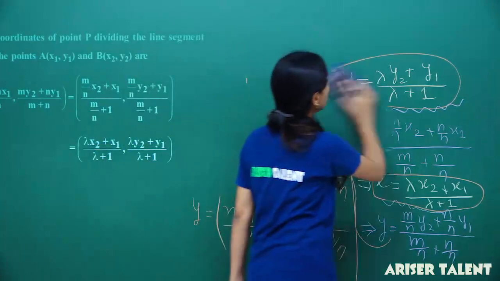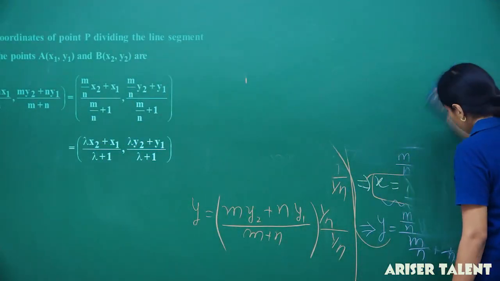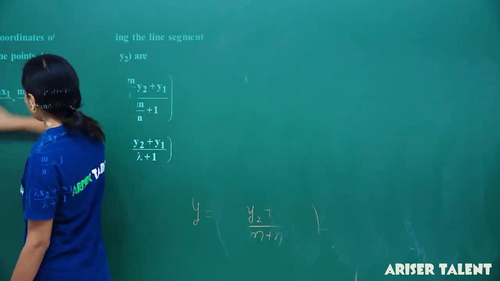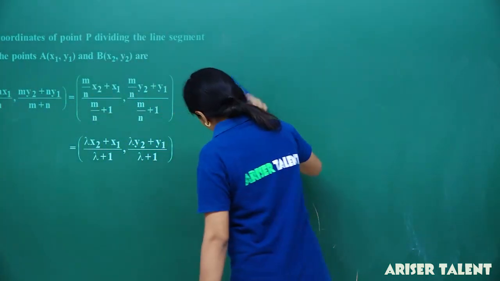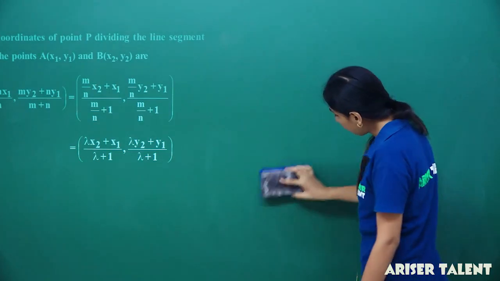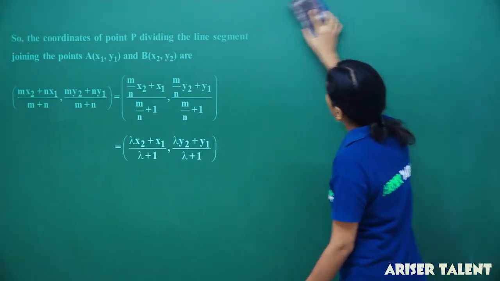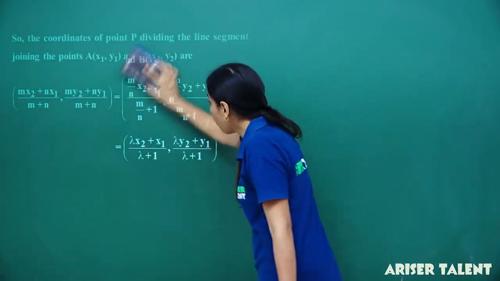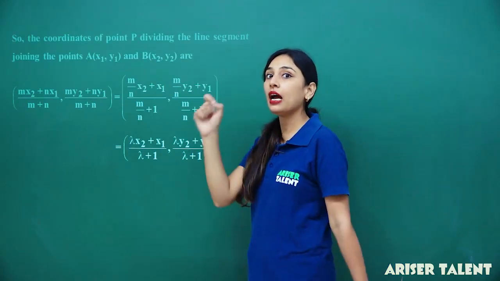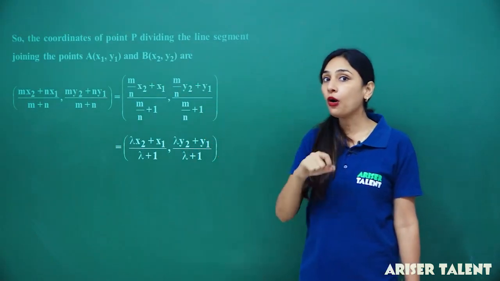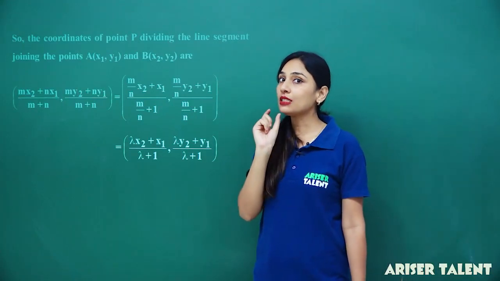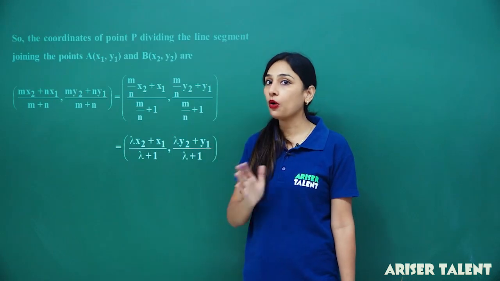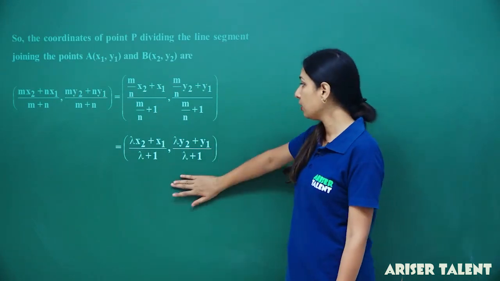Okay. So now, what's in the bucket next? First, remember these formulas in the form of lambda also. You have learned in the form of m and n. So now it's time to learn it in the form of lambda, that is (lambda x2 plus x1) upon (lambda plus 1). This is about x, and y will be (lambda y2 plus y1) upon (lambda plus 1). Okay. So, here it is.